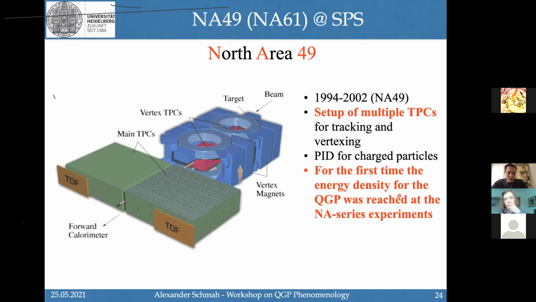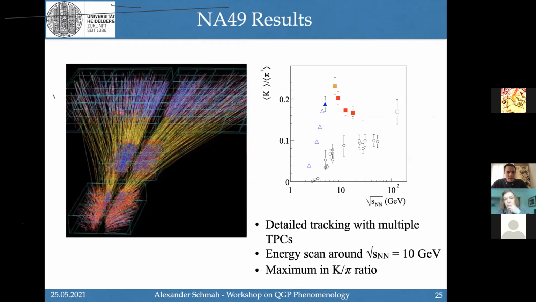So for the first time, we actually had the energy density to create a QGP at the NA series experiments. So you see here a picture as for the EOS, how it looks like, the reconstruction of those particle tracks in those multiple TPCs. So this is very nice. And you see how important it is for such kind of dense environment. So here you couldn't simply place 3 drift chambers and say, okay, now how do those individual hits combine to the tracks? This wouldn't be possible.